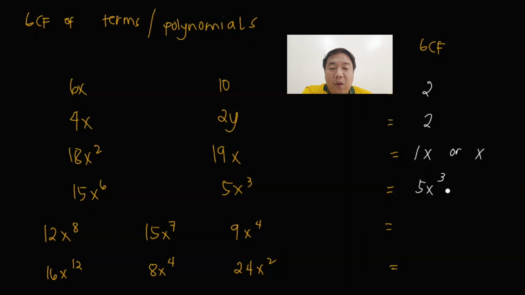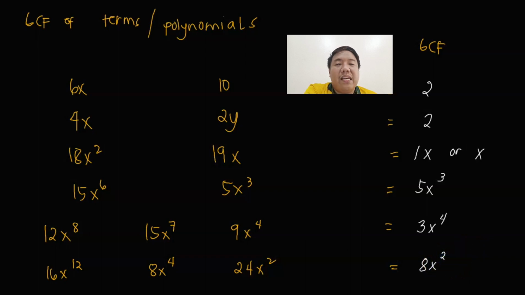This fifth example po, pakitry nga po. We have 12x raised to 8, 15x raised to 7, and 9x raised to 4. So, starting with the GCF of 3 and x raised to 4. Very good. And last but not the least, we have 16x raised to 12, 8x raised to 4, and 24x squared. So for the numbers or the numerical coefficient, the GCF is 8. Very good. And then lahat po ba may x? Yes. So with the lowest exponent of 2. O, alam nyo na yan, ha?